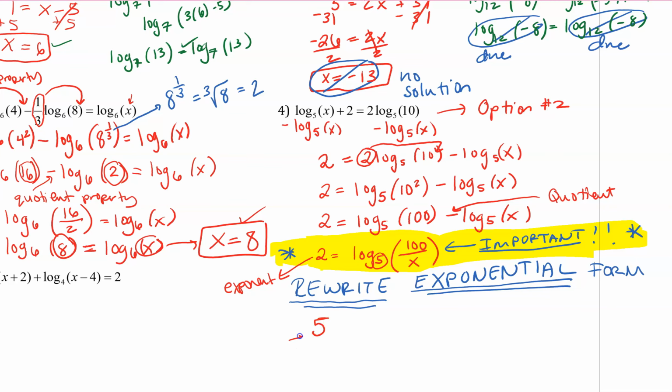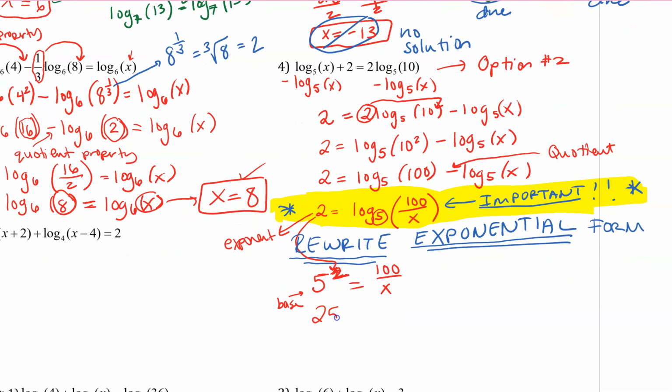5 is the base. Whatever the log was equal to was the exponent. So it's going to become 5 raised to the power of 2. And then whatever's inside the log is the result of that raising of the base to the power. So 5 squared is 25. So now I get 25 is equal to 100 divided by x. And this is 25 over 1.